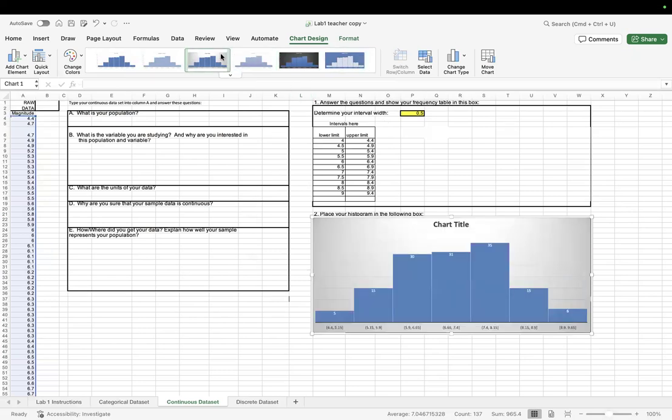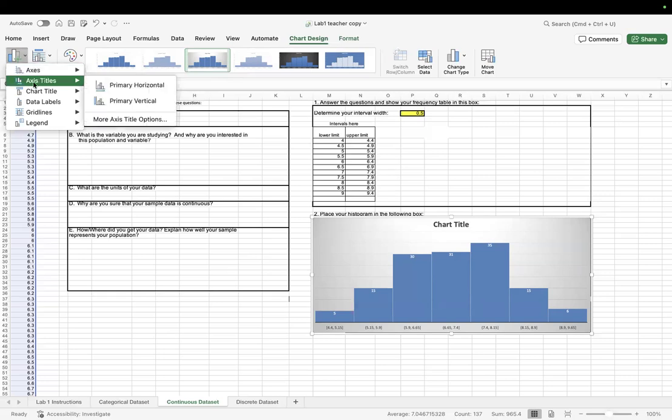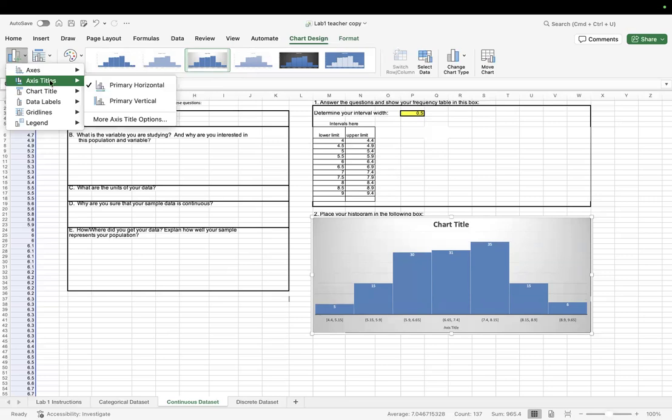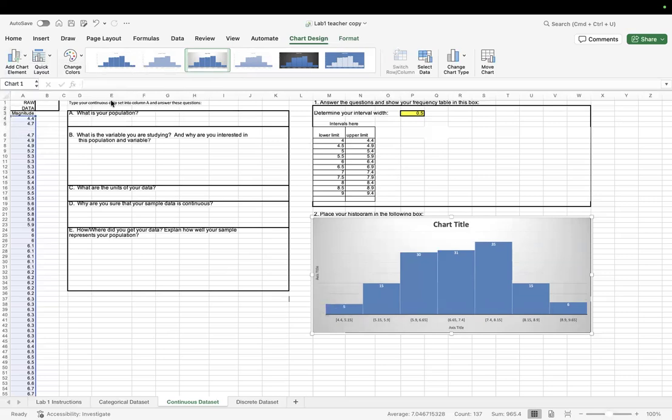Okay, so here's my lovely histogram. Now remember I told you we need to have axis titles and we need to have a chart title. So let's go with that. I need to go up here to the top left, it says add chart element. Click on that, go to axis titles. My primary horizontal, I need a horizontal axis title. Do it again, add chart element, axis titles, I need a vertical. So this is going to be earthquake magnitudes of the world.